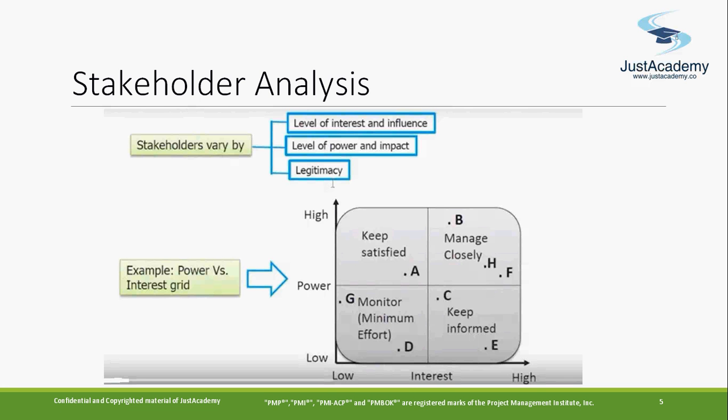For example, a customer or the end user who is going to use my product, like if you're building a smartphone. In that case, their power will be less. So you just keep on monitoring them. And then there are stakeholders who have a very high interest in the project, but very little power. Then keep on informing them. For example, C and E. Keep on informing them what's going on in the project. Because they have a high interest, you should keep on updating them.